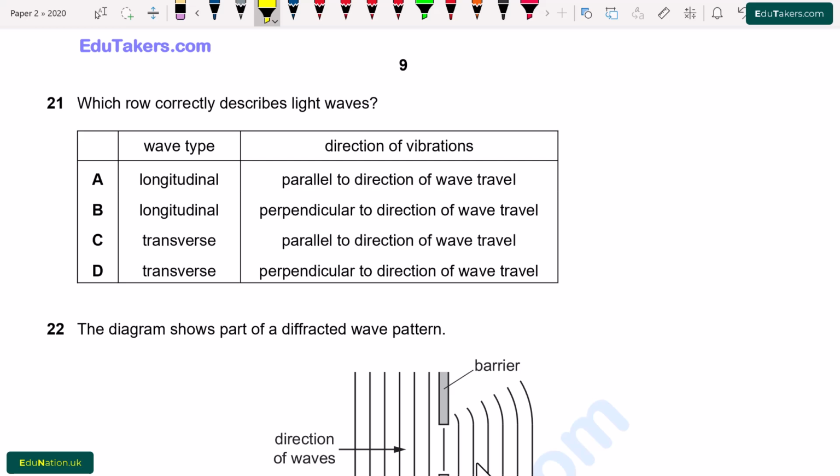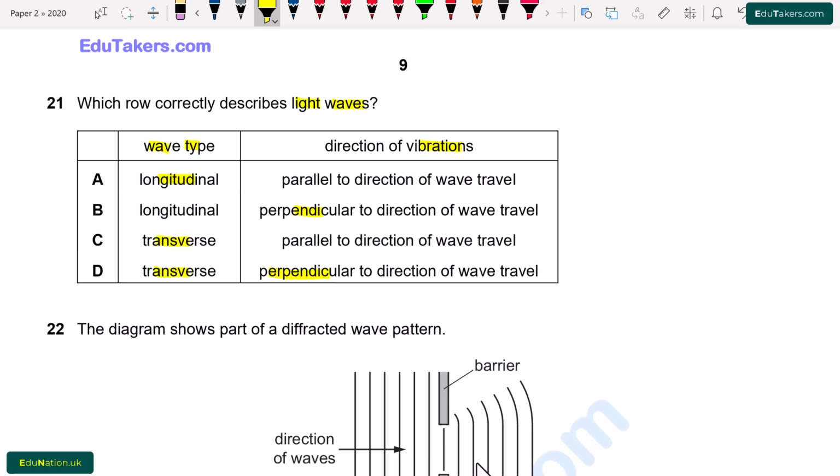Question number 21. Which row correctly describes light waves? So basically light waves are transverse. So here wave type and the direction of vibration is given. A. Longitudinal, parallel to the direction of wave travel. B. Longitudinal, perpendicular to the direction of wave travel. C. Transverse, parallel to the direction of wave travel. D. Transverse, perpendicular to the direction of wave travel.